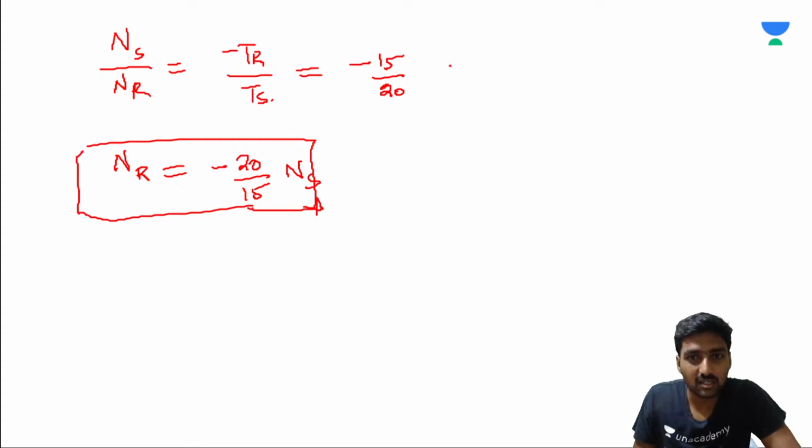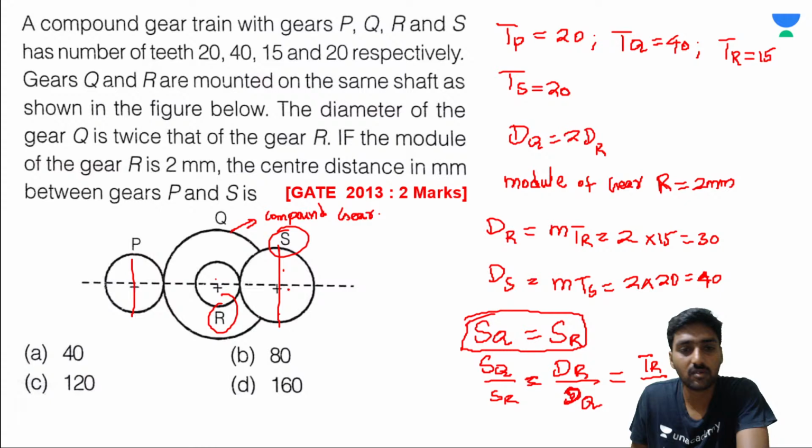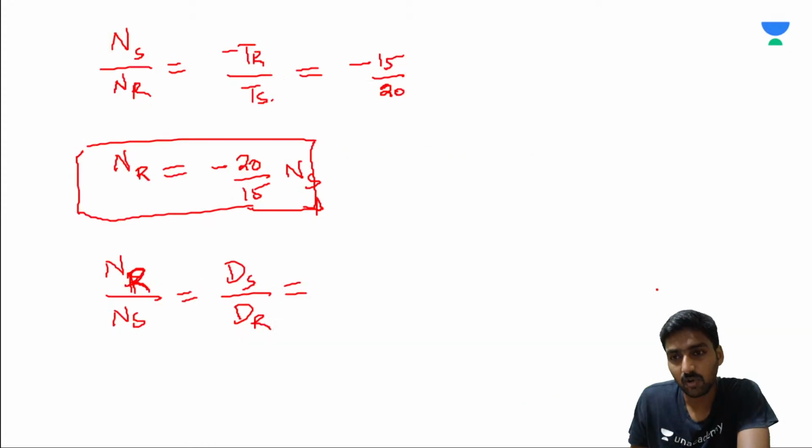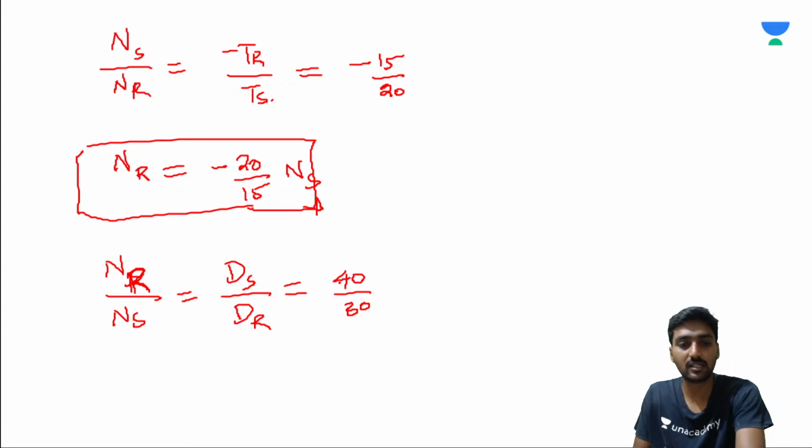We can write one more thing. nR divided by nS is equal to dS divided by dR, which is 40 divided by 30. Yes or no? So there are two things we are getting. Now equate these two things, so directly we can get the values one by one. So how are we getting the value?